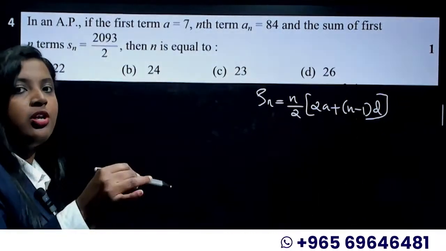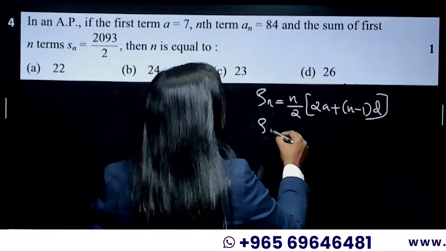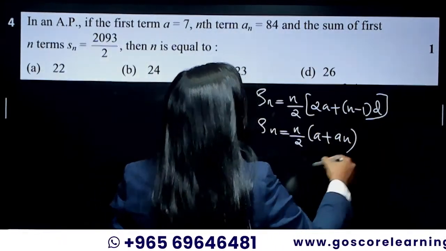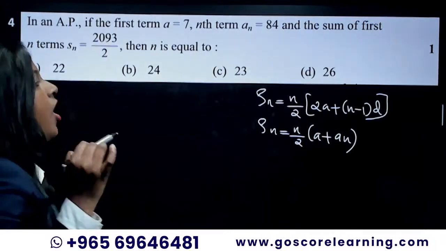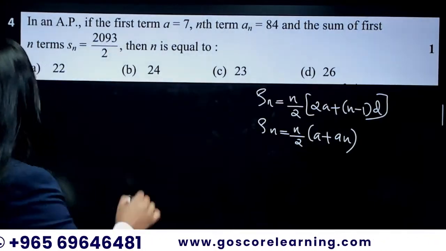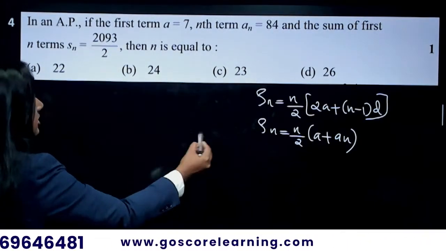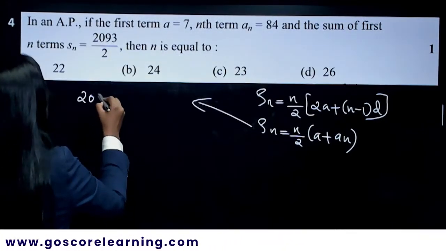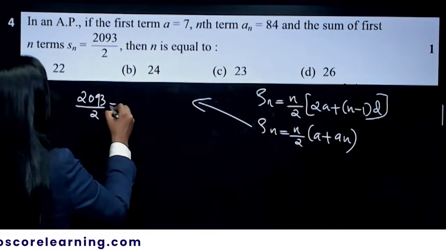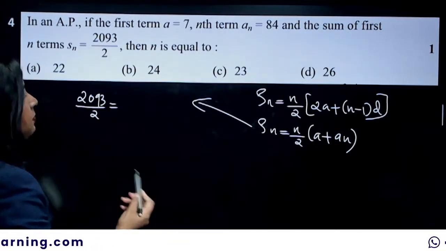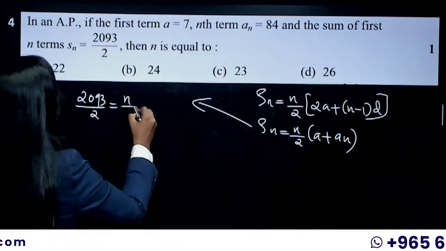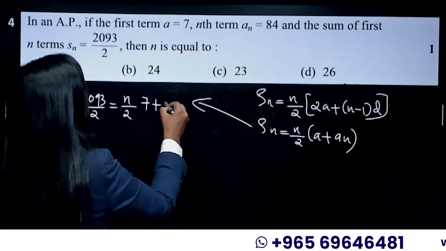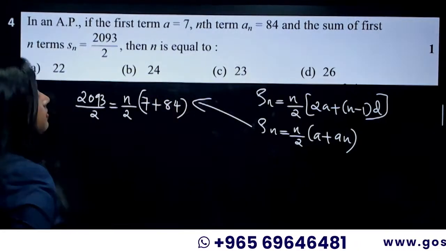But we have one more equation. I told you, if an is given, you can use the second equation, that is n by 2 into a plus an. So here Sn is given. Can we substitute it here? I'm writing it here: 2093 by 2 is equal to n by 2 into a plus an. So n by 2 into, what is a? A is given as 7, plus an is given as 84.